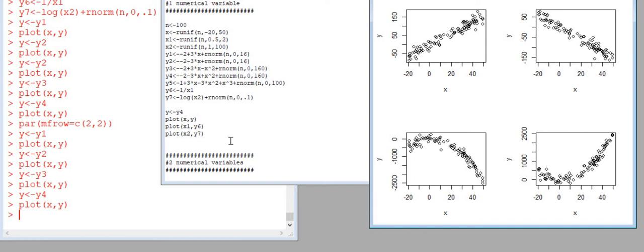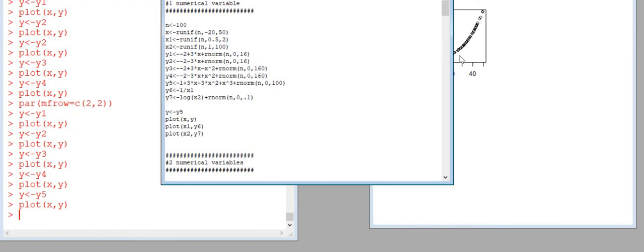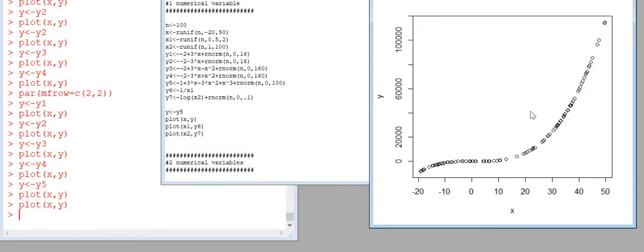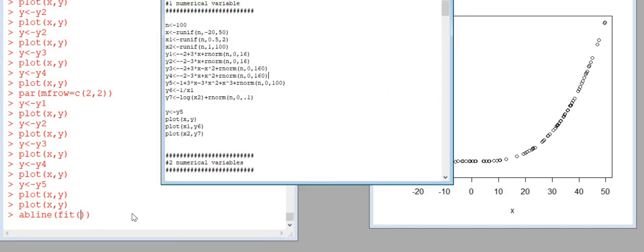Okay, so now let's have a look at a different pattern. I'll just make it bigger. If you have something like this, let's try to add a straight line. Okay, let's just try to put a straight line.